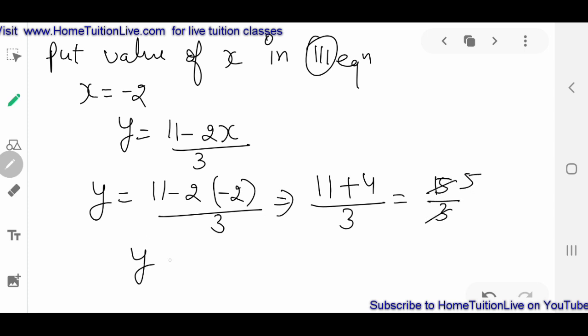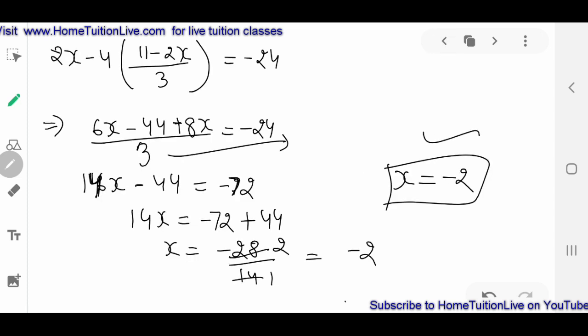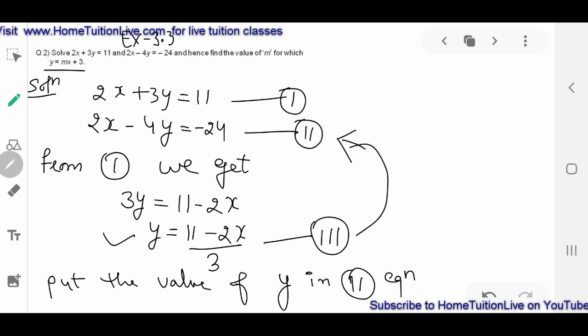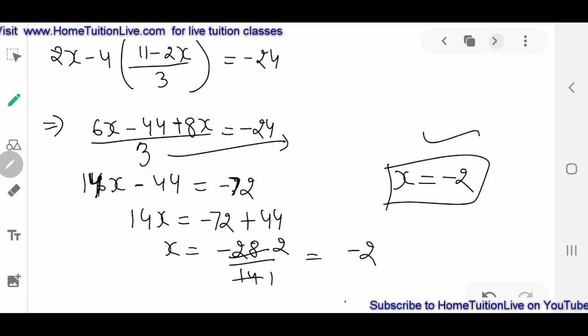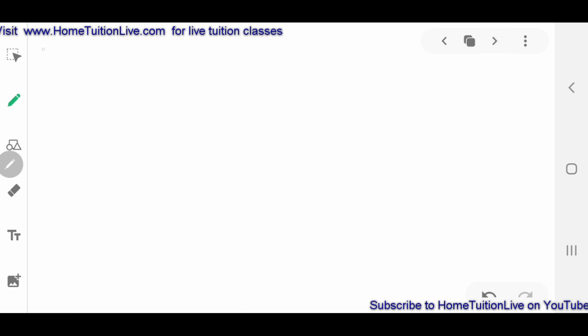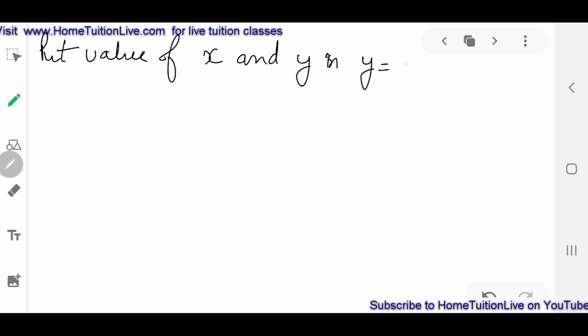The value of y is 5. Now put this value of x and y. This is y value and this is x value in this equation. Y is equal to mx plus 3. Put the value of x and y, and y is equal to mx plus 3.